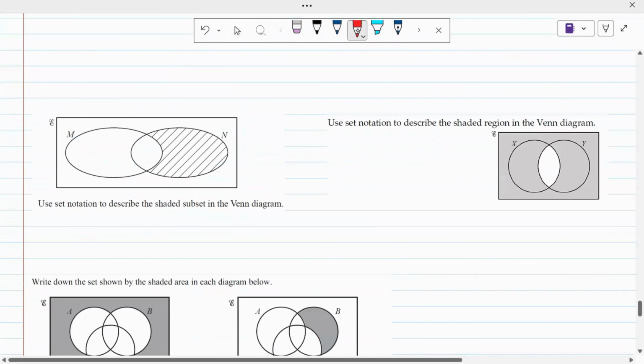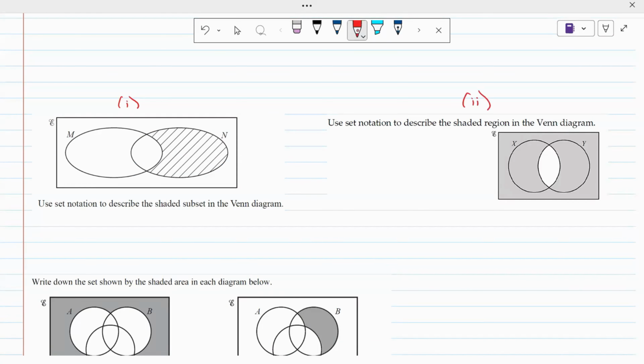Now, the first part. It says, use set notation to describe the shaded region. Now look at the shaded region here. This is only part of N here with no M. With no M means M has been removed from N. And whenever it's a case of removal, it's always intersection complement.